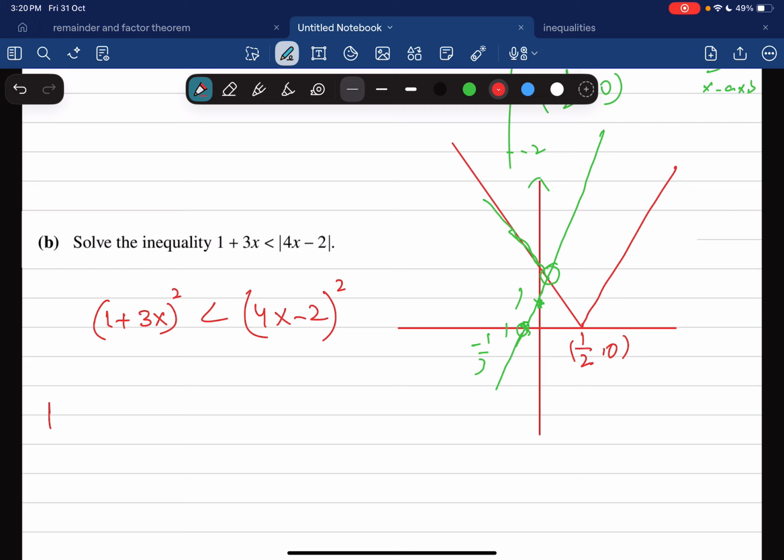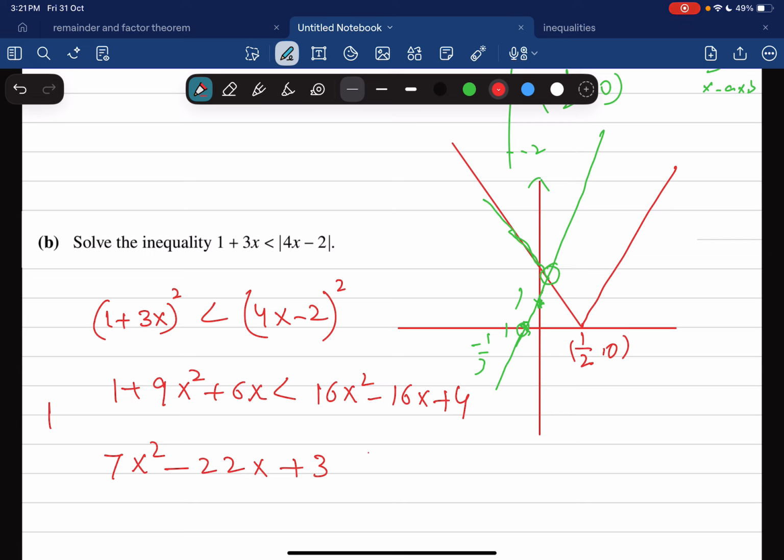Without absolute value, if we square it without absolute symbols, we can write it: 1 plus 9x square plus 6x, and 16x square minus 16x plus 4. Then 16x square minus 9x square is 7x square, minus 6x minus 16x is minus 22x, and 4 minus 1 is 3.